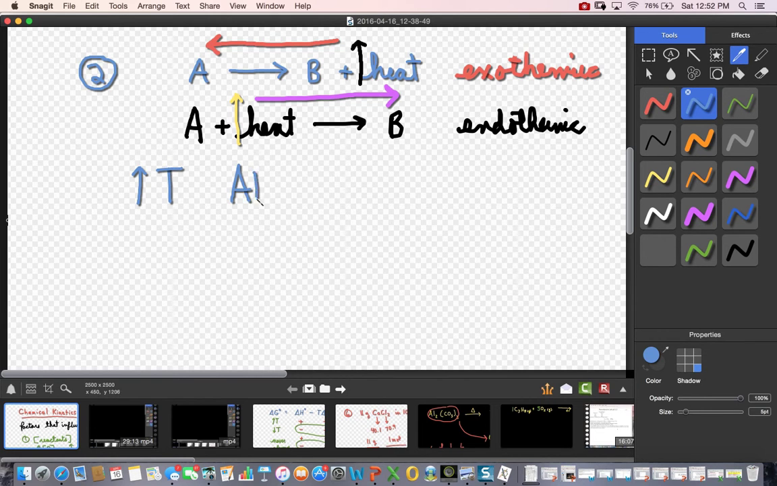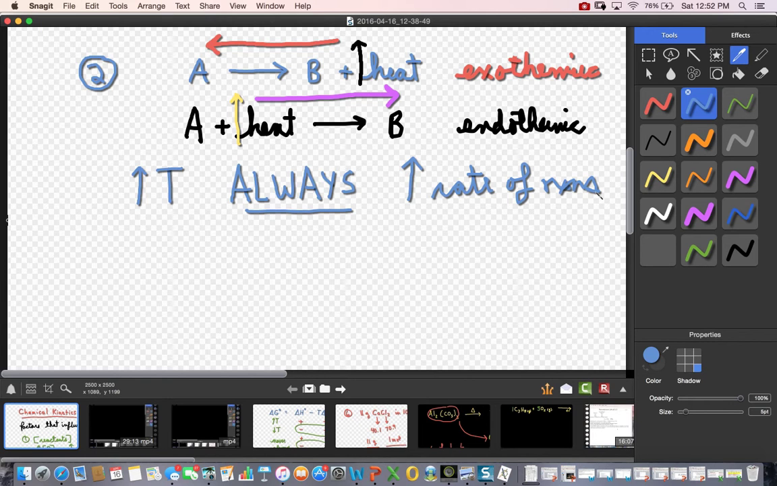always, and I think that's a nice comfort word in chemistry, always increases the rate of reaction.